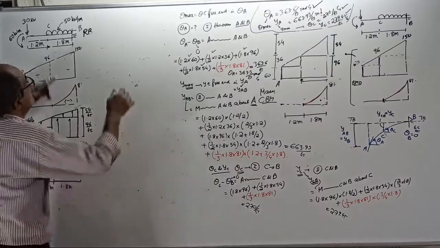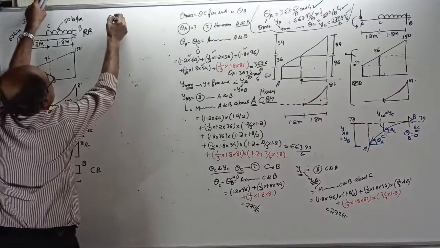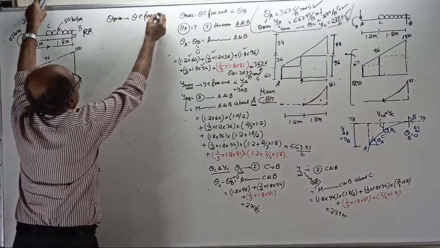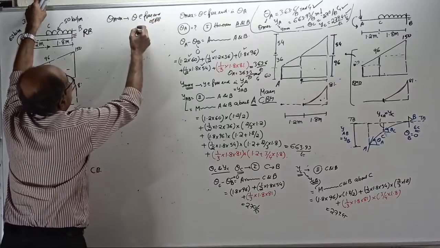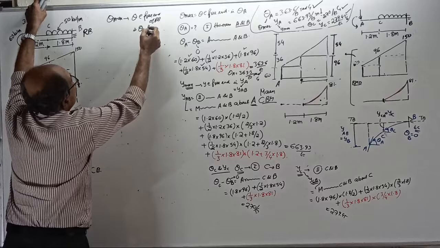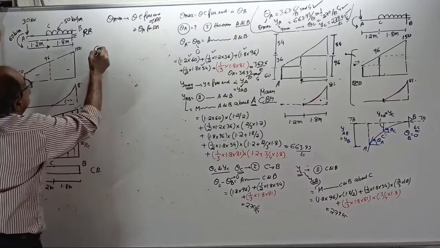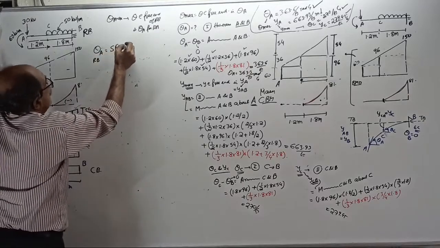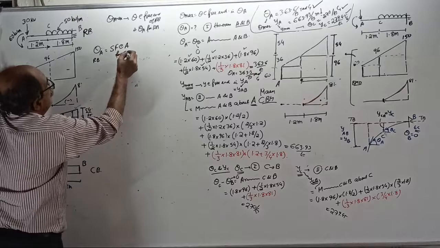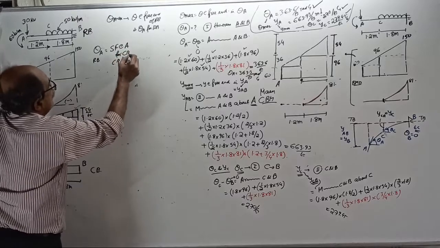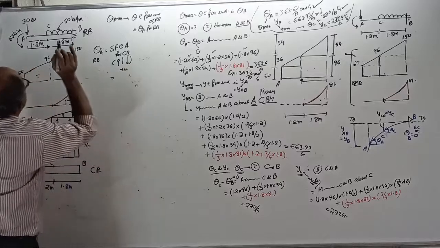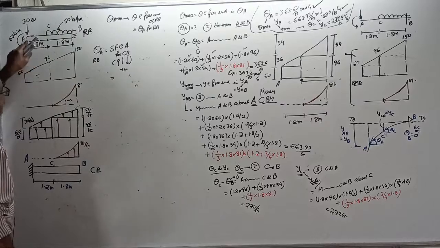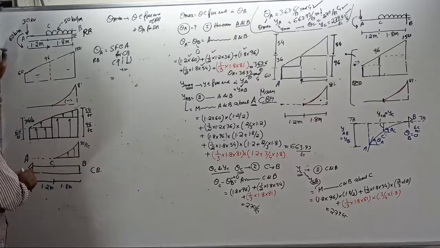Now start. Theta max, you know, is theta at free end of real beam. That is, theta max is theta A for real beam. Start. Theta A for real beam equals shear force at A for conjugate beam, left up positive, right down positive. Slope at A equals shear force at A in conjugate beam.